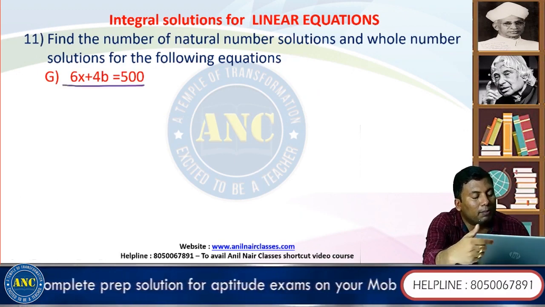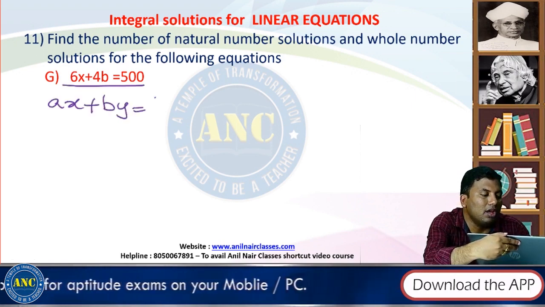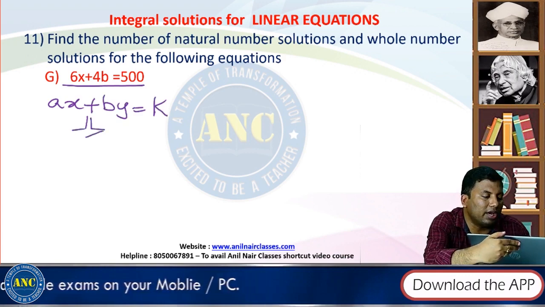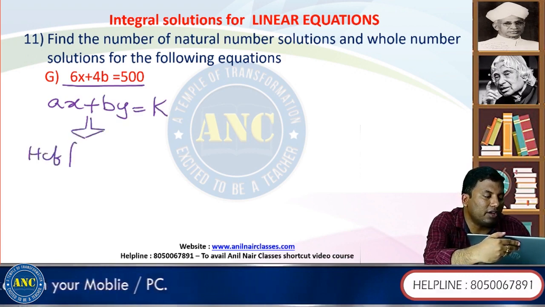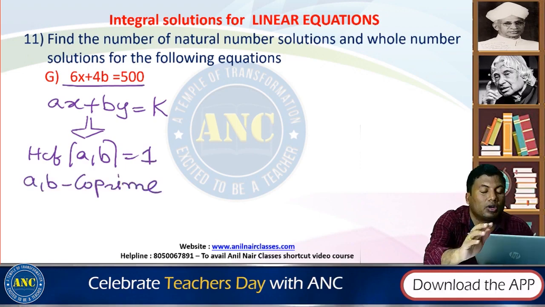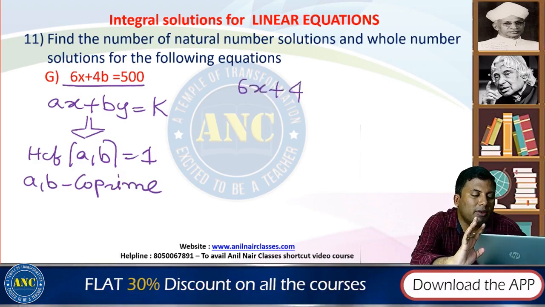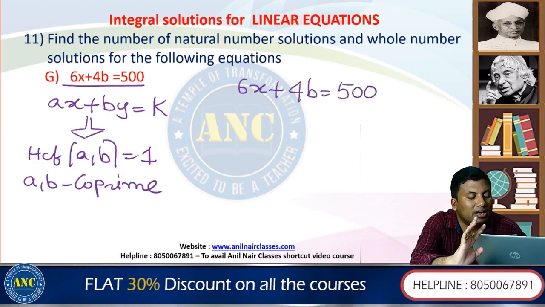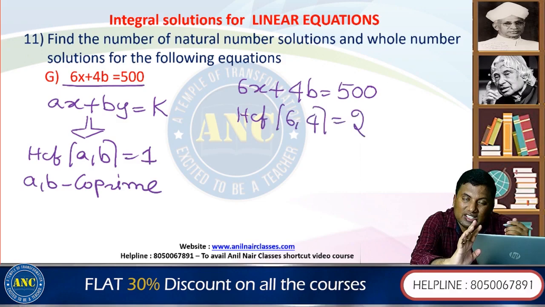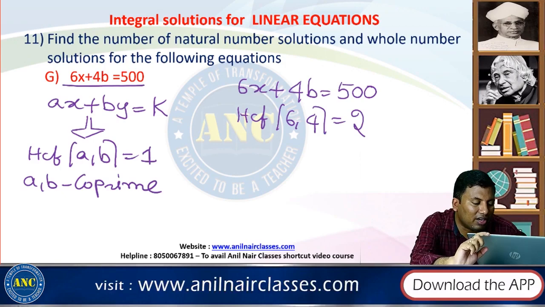6x plus 4y. Please remember, we already discussed it. Don't forget the fundamental thing: ax plus by equivalent to k, where the HCF of a comma b is 1, where a and b are co-prime. This should be there. You cannot deviate from this fundamental concept. 6x plus 4y is equivalent to 500. 6 and 4 are not co-prime to each other. HCF is 2. Simplify the equation. Write the equation in the simplest form where you cannot divide it further.